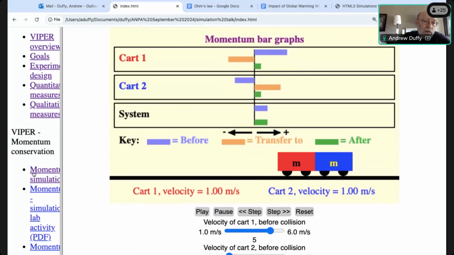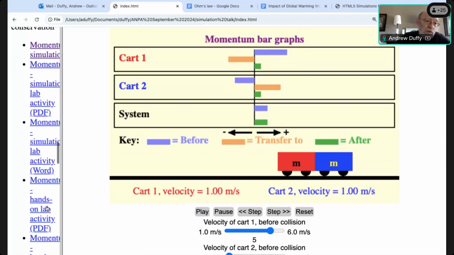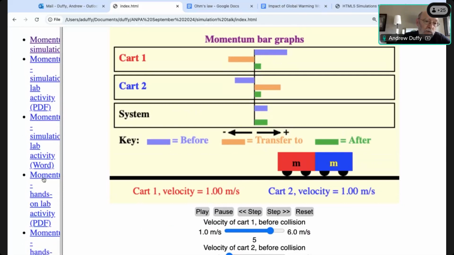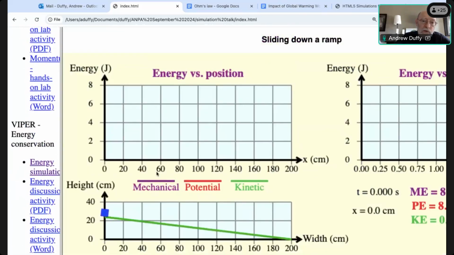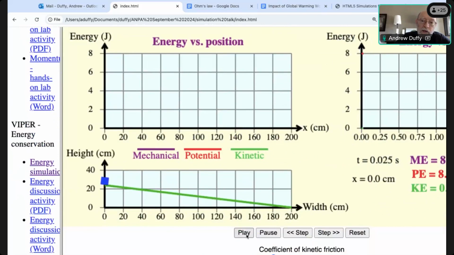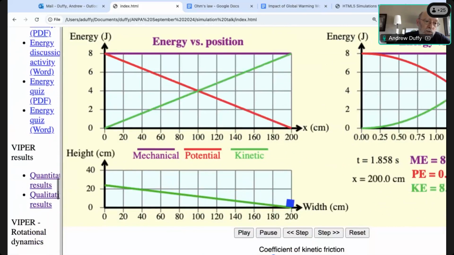Okay, so the last thing I'm going to say is just what is here. We have labs for these things. If you want the whole set of labs we have various things. We've got an energy simulation here, which is just about this block sliding down and looking at energy versus position and energy versus time. We have a discussion activity for that you have access to.